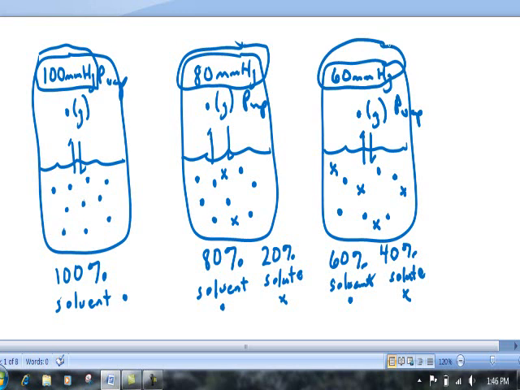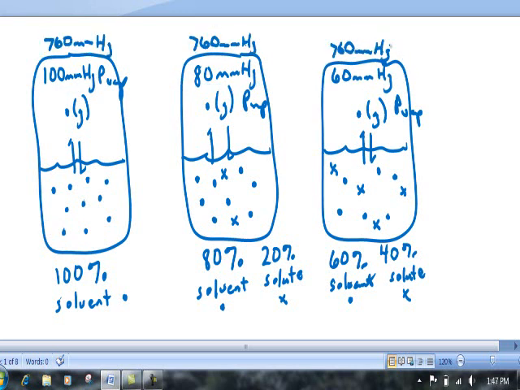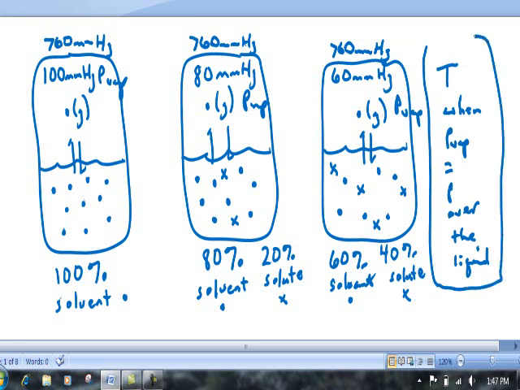Now for a solution, as with pure solvent, to make something boil, we have to hit the boiling point. The boiling point, again, is a temperature at which the vapor pressure becomes equal to whatever the outside pressure is over the liquid. So in our first scenario, we'd have to increase the temperature to bring it from 100 to 760, the second one from 80 to 760, and in the third one we'd have to go from 60 all the way up to 760 to cause the solution to boil.